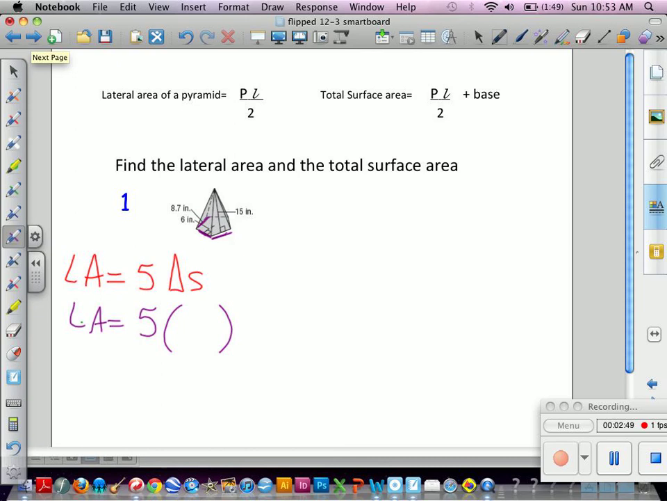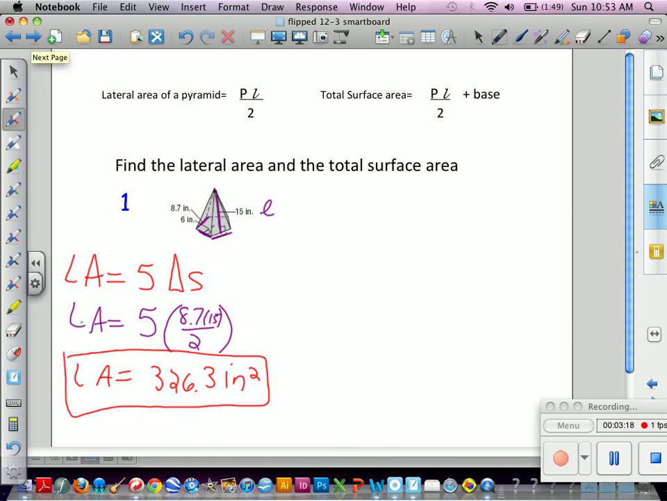8.7 is the base of the triangle. The height of the triangle is 15. That's also called the slanted height. And then divide by 2. So now I'm going to go ahead and punch that into my calculator, and I'm going to get 326.3 inches squared.